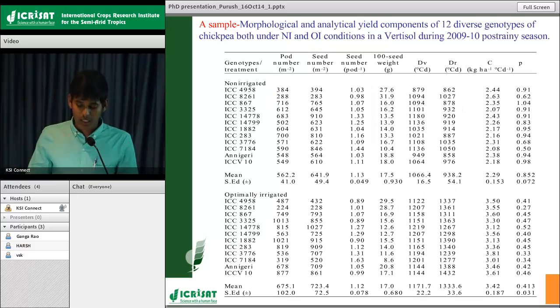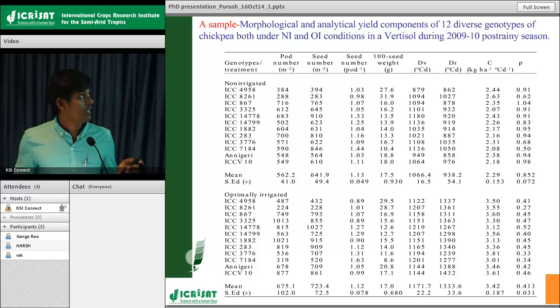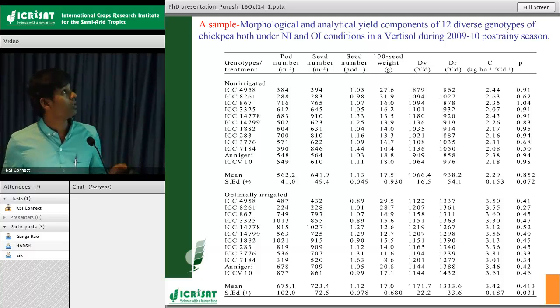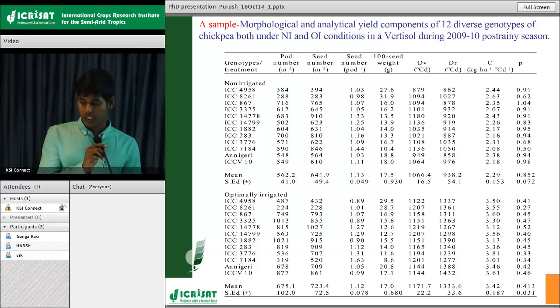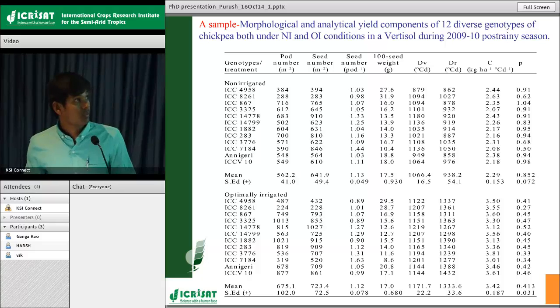We'll come to morphological and analytical yield components. The pod number and seed number were reflected in the grain yield increase, except for the large-seeded genotypes ICC 4958 and 8261. The seed number and 100 seed weight clearly discriminated the genotype variation. Coming to the analytical yield components, the partitioning coefficient explained the genotype discrimination very well compared to the crop growth rate and DR at this stage.